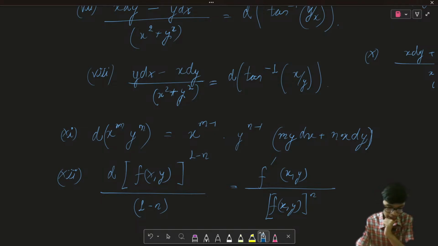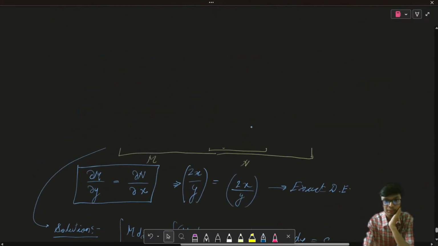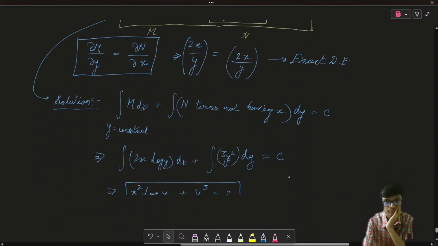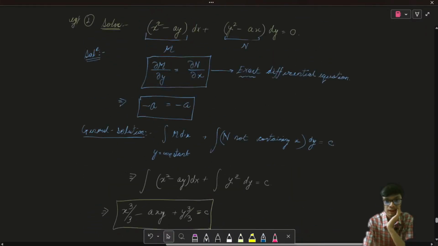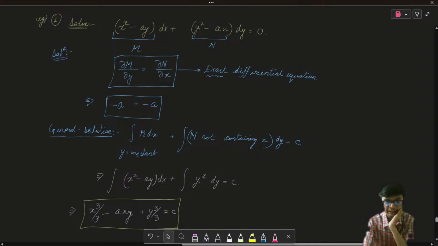All right. So I hope this particular thing is clear to all of you. Is this part clear to all of you? All right. So let's try to see how we can solve this particular problem, how we can solve this particular problem using this idea of integrating factor.